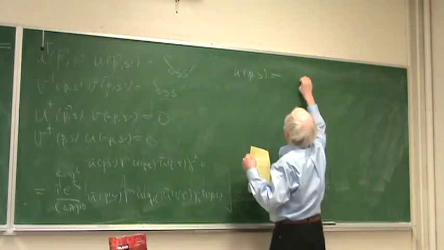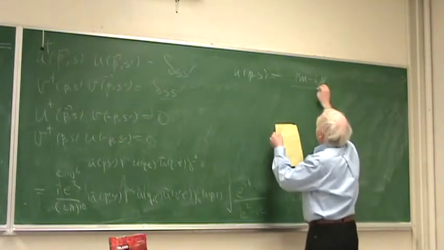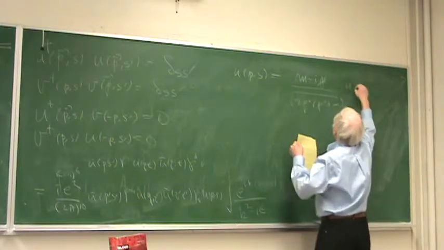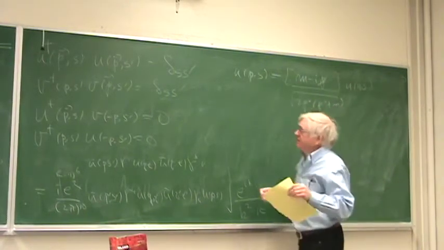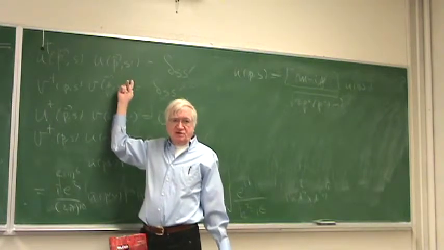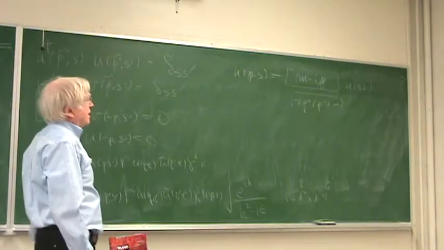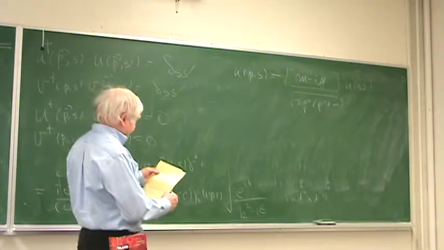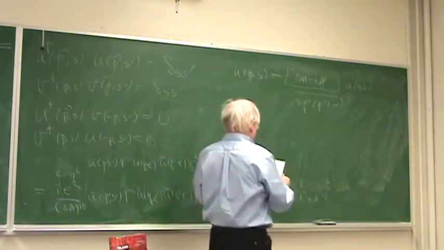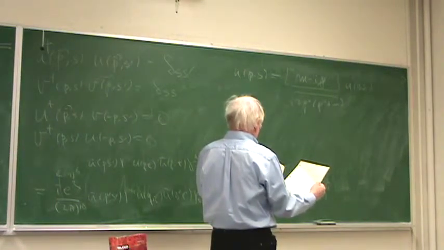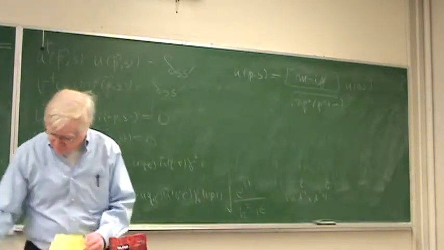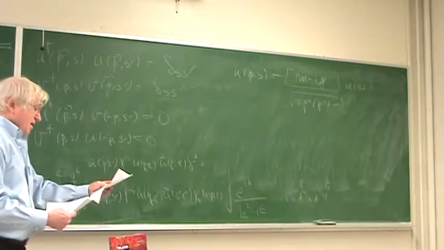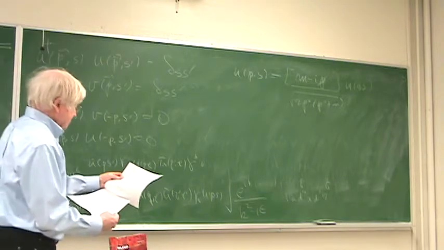u of p and s, what is it? Well, one way of writing it is (m minus i p slash) over the square root of 2p0 (p0 plus m), times u of 0 and s. And first of all, you know that for p equals 0, these things are orthonormal. That was sort of the way we constructed them. Let me just remind you of something here. Yeah, actually, that's the way I did write it.